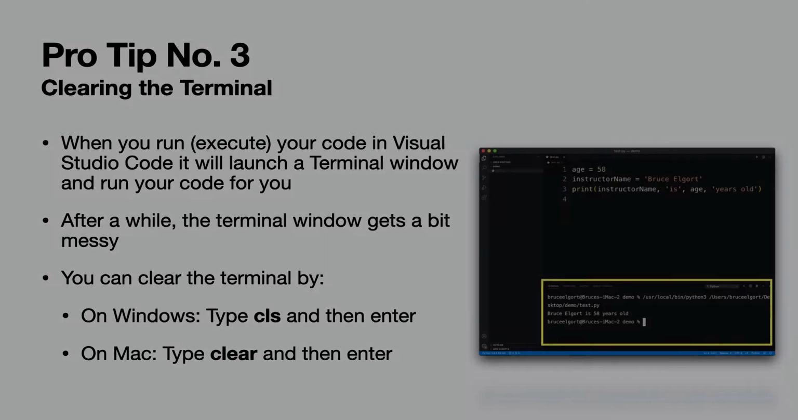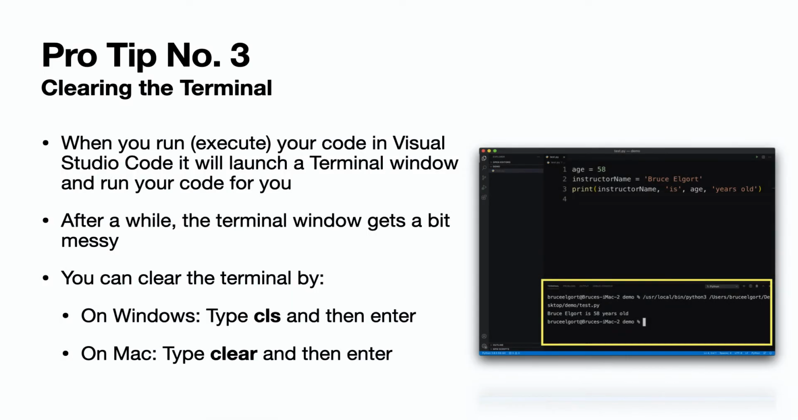Pro tip number 3, clearing the terminal. When you run or execute your Python code in Visual Studio Code, it will launch what is called a terminal window and run your code for you. If you look at the image on the right, that is the terminal window that I have highlighted in the yellow rectangle.